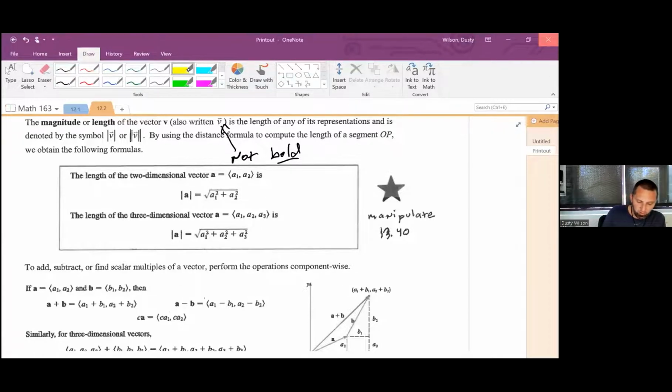Again, the key thing to remember here is that we're using the distance formula, or the Pythagorean theorem. This is not meant to be difficult. It's just the square root of the sum of the squares. Let's look at an animation of this.